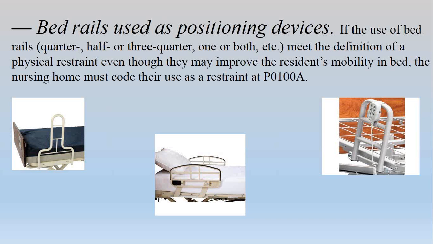Bed rails used as positioning devices. If the use of the bed rail meets the definition of a physical restraint, even though it improves the resident's mobility, the nursing home has to code it as a restraint. So you have to look at it. You have to look at every patient. You have to look at what the side rail is doing. Ask the patient, can you get out of bed, use this, do whatever. See if there's any hindrance for their mobility with using those devices, because that's how it would be evaluated by a surveyor.